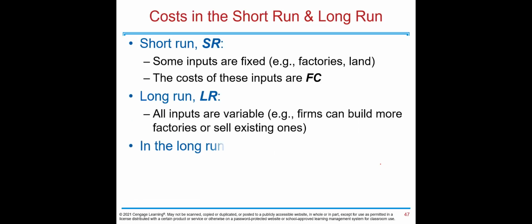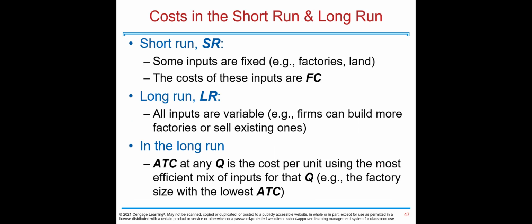So let's talk about the difference between short run and long run. In the short run, some inputs are fixed: factories, land. That's why it's called short run. You can't change the factory size, you can't change the land size. And the costs of these inputs are called fixed resources or fixed costs. Long run, on the other hand, all inputs are variable. Long run is a period of time in which you can change the size of the factory, the size of land, and so on. So that means firms can build more factories or sell existing ones.